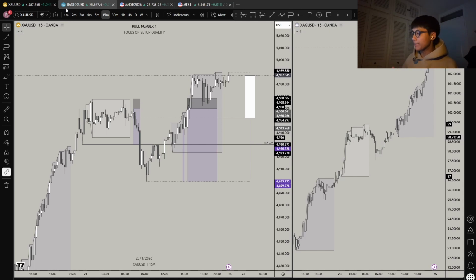I'm going to be breaking down last Friday's price action for you guys on gold and NQ. I took 2 trades, but there were so many setups. That was pretty good last Friday, especially on NQ, less so on gold. But yeah, let's get straight into it.